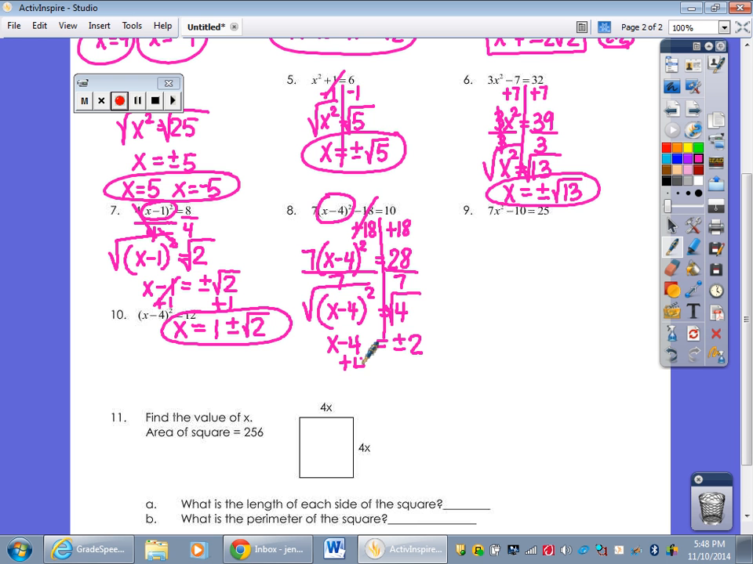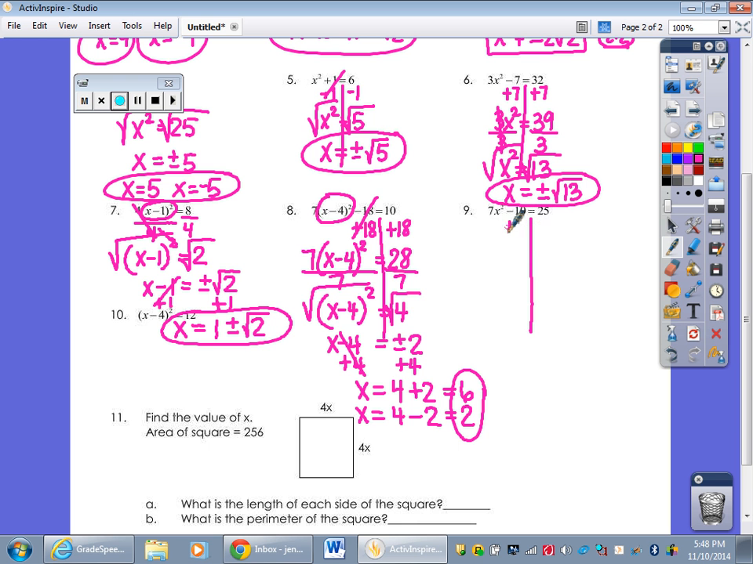So if I add 4 to both sides, we're going to end up getting x equals 4 plus 2, and x equals 4 minus 2. So your two answers are 6 and 2. Okay? So again, on that one, because those were whole numbers, we actually can do the math. Instead of putting the answer as 4 plus or minus 2, go ahead and do the math. 4 plus 2 is 6, 4 minus 2 is 2.